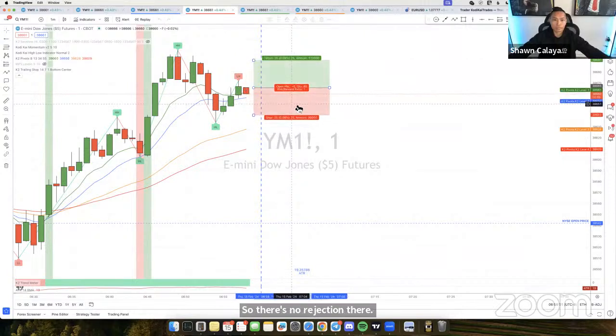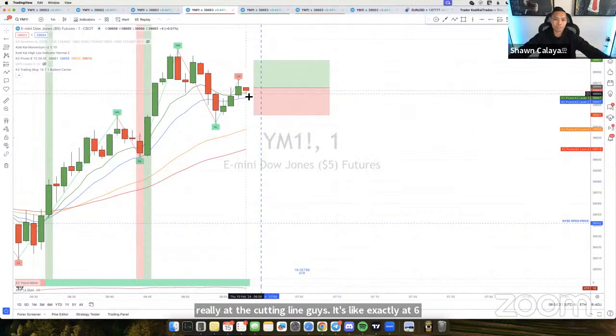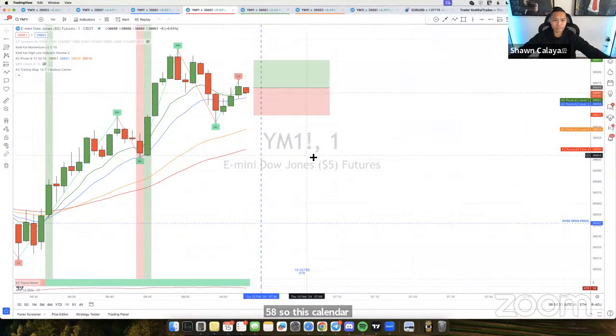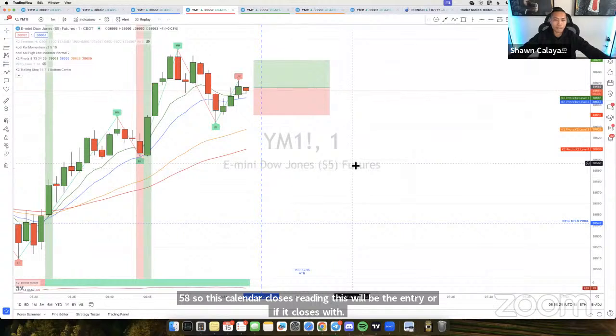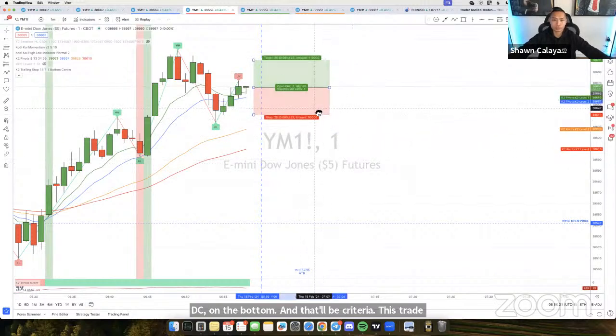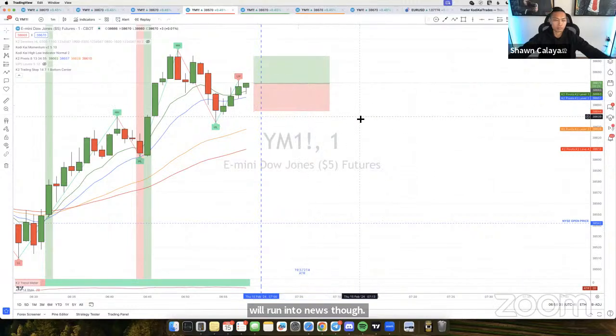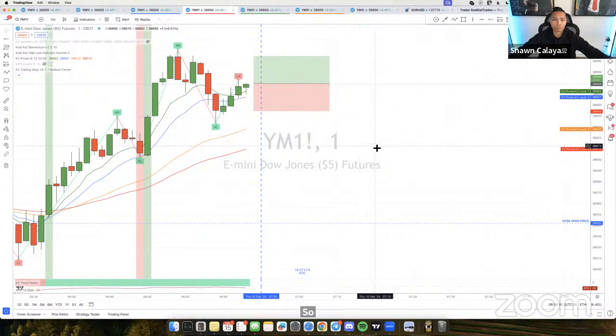This could be it right here, though. If this candle closes green, this is going to be really at the cutting line, guys. It's exactly at 658. So if this candle closes green, this will be the entry, or if it closes with a decent wick on the bottom, that'll be the criteria. This trade will run into news though. So let's see. It's got about 15 seconds left on the candle.